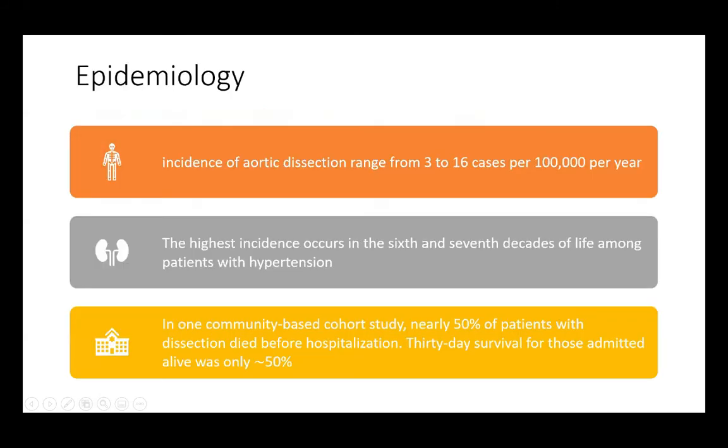Just quick facts about epidemiology. The incidence of aortic dissection ranges from 3 to 16 cases per 100,000 per year. The highest incidence occurs in the 6th and 7th decades of life among patients with hypertension. In one community-based cohort study, nearly 50% of patients with dissection died even before hospitalization. The 30-day survival for those who are admitted and hospitalized was nearly 50%. So this is a disease with monstrous numbers of mortality.